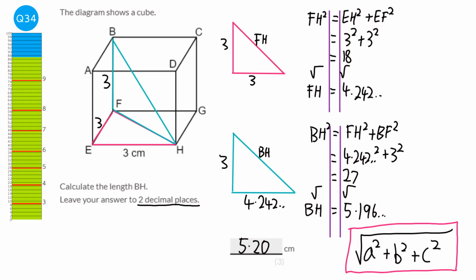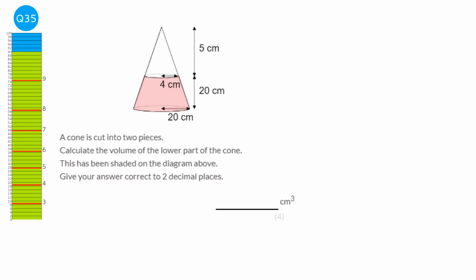So to find the shaded part of this diagram, we need to first of all work out the volume of the smaller cone, which is at the top, then work out the volume of the larger cone, which is the whole cone shown, and then take them away from each other. So the radius for the smaller cone is 4 and the height is 5, and the radius for the larger cone is 20 and the height is the 20 plus the 5, so it would be 25.